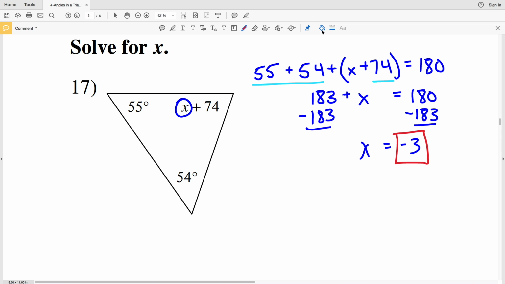And if x is negative 3, then negative 3 plus 74 will give us the measure of this angle, 71. So 55 degrees plus 71 degrees plus 54 degrees equals 180 degrees. However, it asks us to solve for x, which was negative 3.